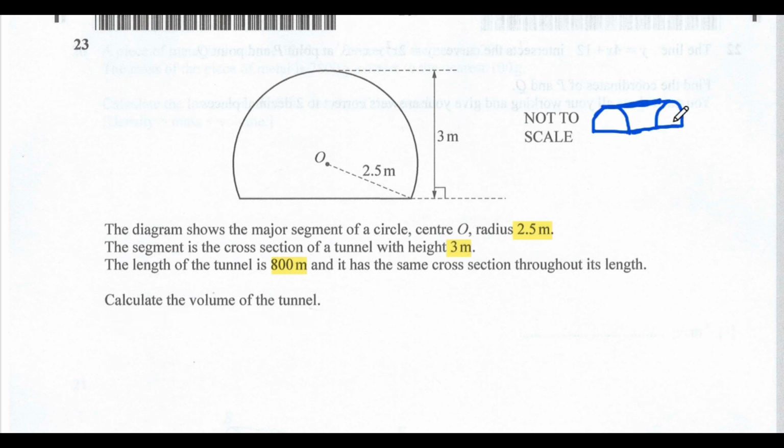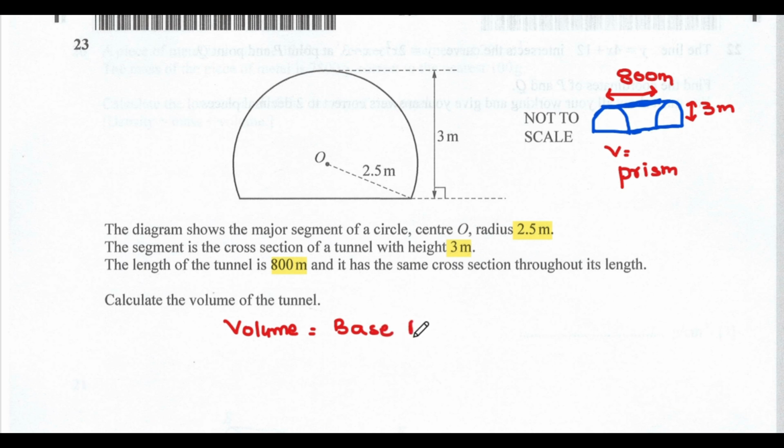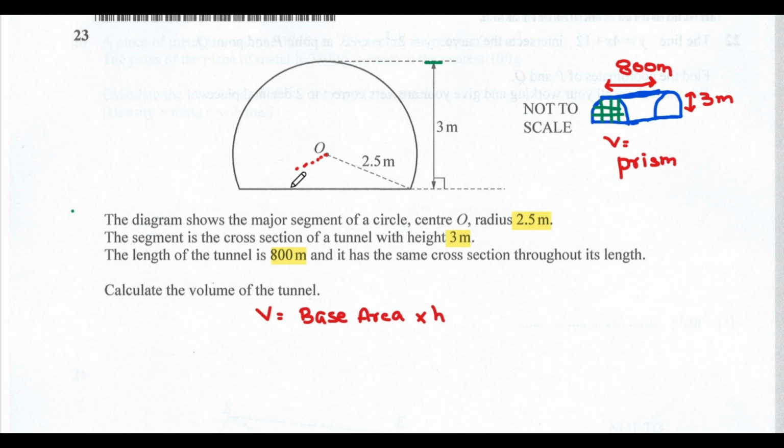So the tunnel would look like this, and the length of the tunnel is 800 meter and the height of the tunnel is 3 meter. We have to calculate the volume of this shape, and you know the name of the shape is prism. So we apply the formula for volume of prism, which is base area times height. What is the base of this shape? This front portion is the base area. I'll calculate the base area and multiply it by 800 to get the volume.